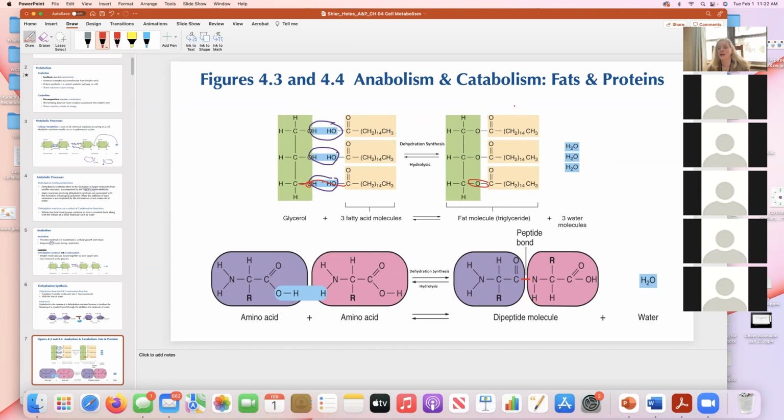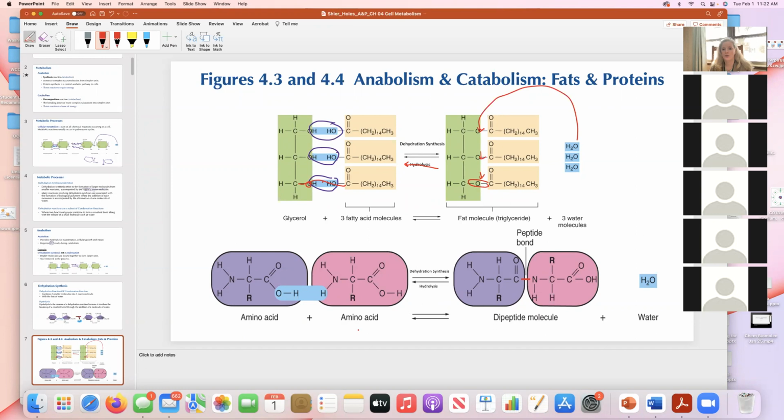If we wanted to break it apart, we'd be breaking apart this bond right in here that we just made by having all this water attack these bonds, okay? And the reverse would be hydrolysis. I just kind of crossed right through it, okay? And we break off all those fatty acids and be left with glycerol.